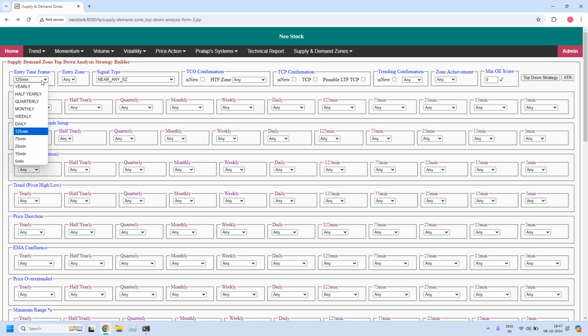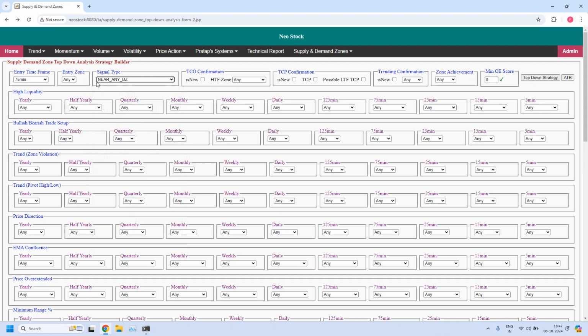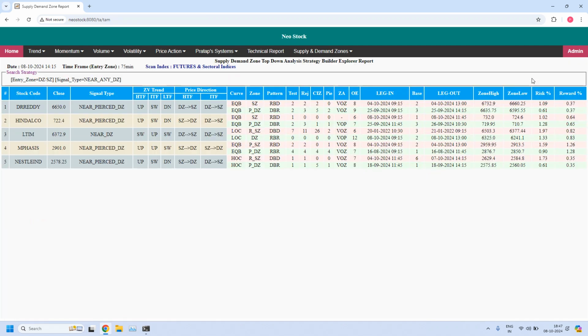Okay, next time frame is 75 minutes. Entry time frame 75 minutes. Let us find the stocks near 75 minutes demand zone. 5 stocks are filtered. Let us identify high liquidity zones, if any. No, we don't have any valid high liquidity 75 minutes demand zone from this list.